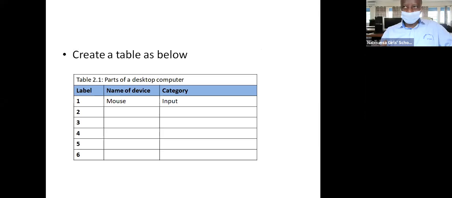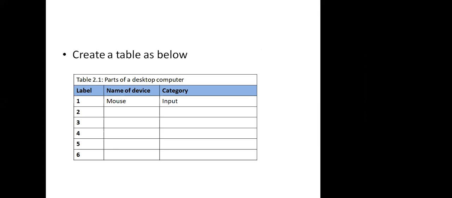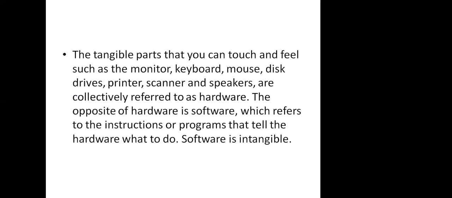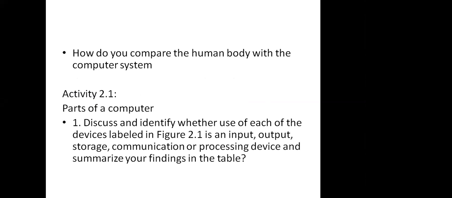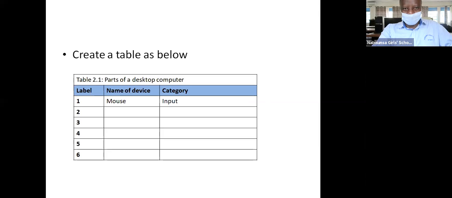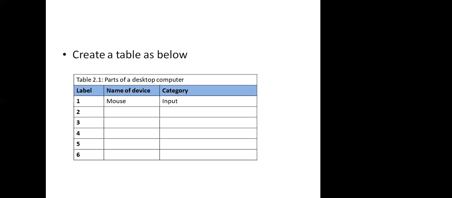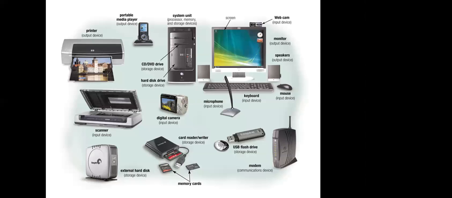So can you move on to the figure? No? The table is easier. Make 3 columns, then make, I have here 8 rows, and then we have label, name of device, and then category.